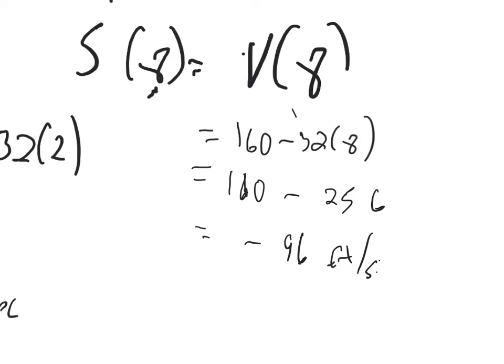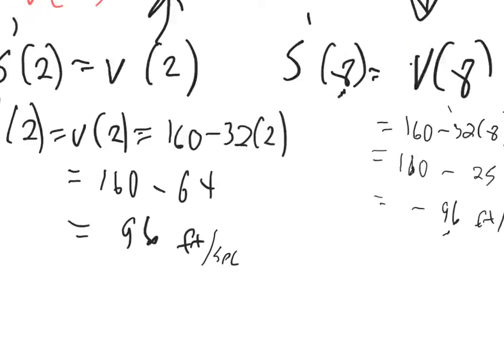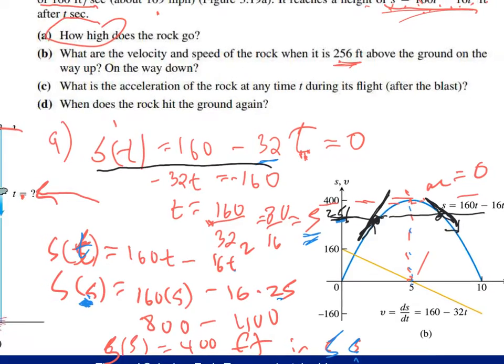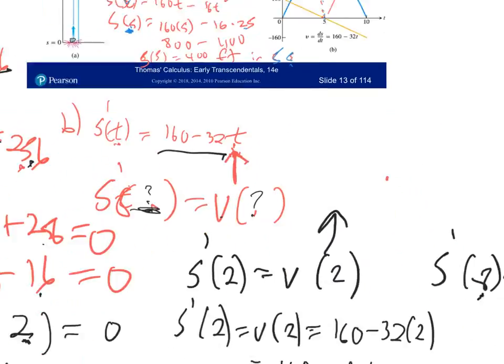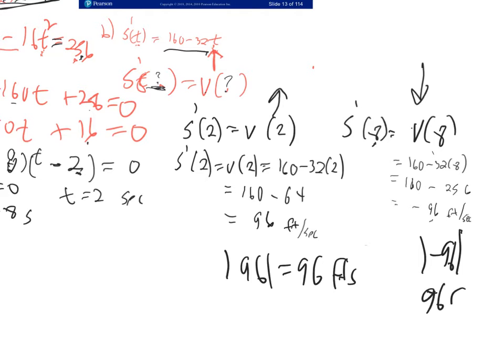Per second. They're the same. The speed, which he's asking for. Oh, I love how when a plan works together. The speed is the same for both. Absolute value of 96 is 96 feet per second. Absolute value of a negative 96 is 96 feet per second.